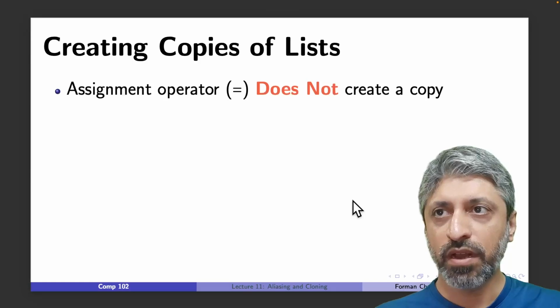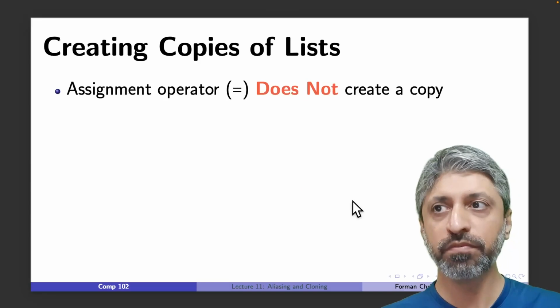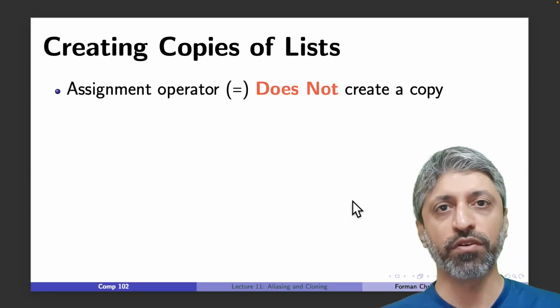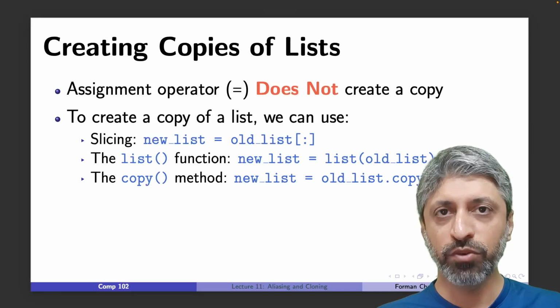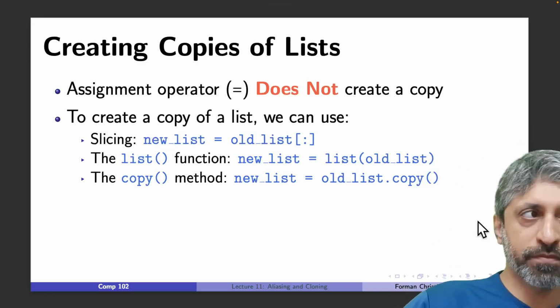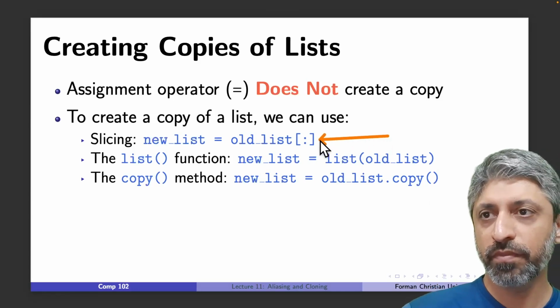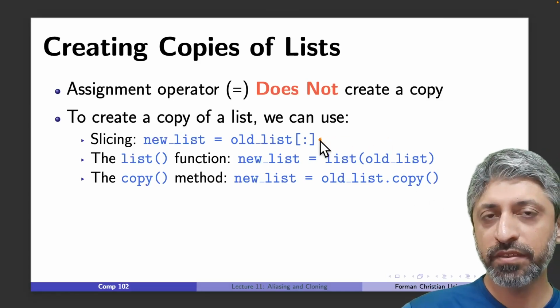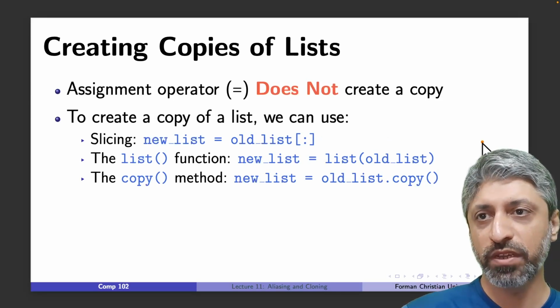But how do we create copies? So as we have already seen, the assignment is not going to create a copy. To create a copy you can do it three ways. So number one, you can use slicing. So जब भी आप स्लाइसिंग करते हैं, slicing is always going to give you a new list. It's not going to mutate the existing one.